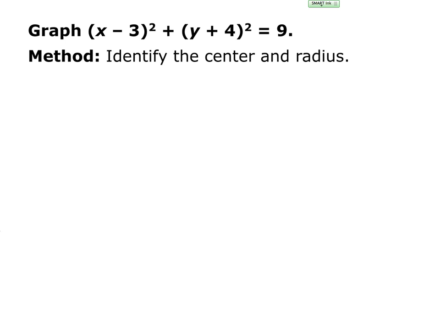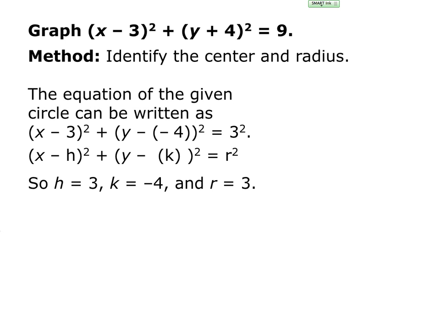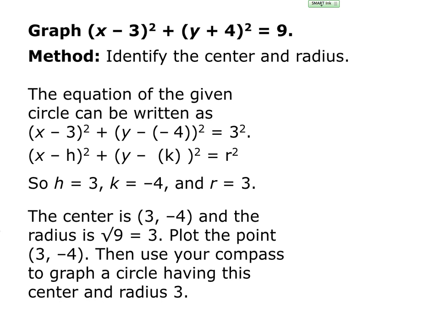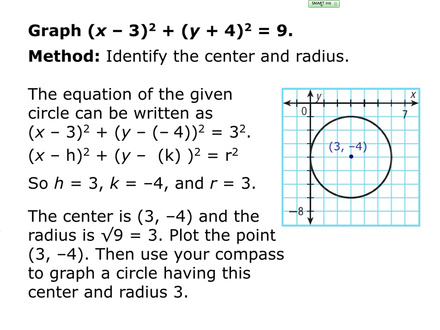So did you get your signs right? The center point was 3, negative 4, and the radius was 3. All right, that's what it should look like. If it touched the y-axis, it wasn't big enough to touch the x-axis.